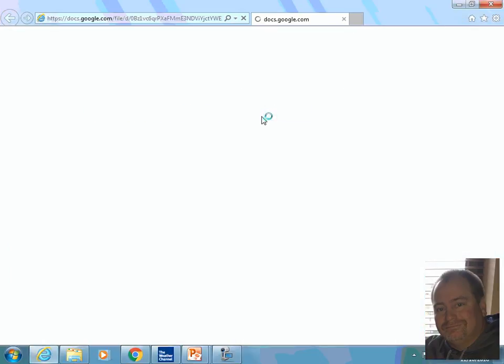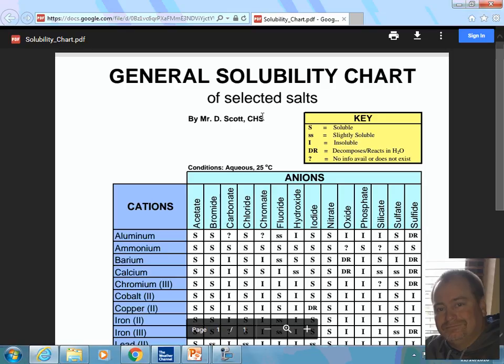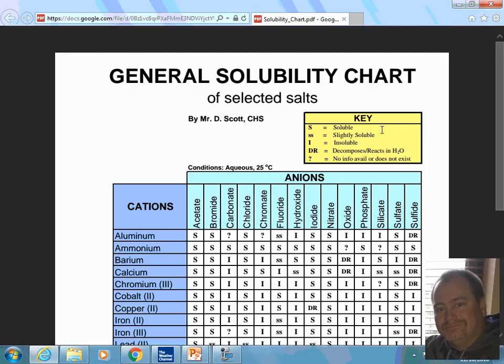I've got a link here. I'm going to pull up the solubility table. Here is the solubility chart that we use. Yours isn't color-coded. Mine is. Let's look at the key. S is equal to soluble. If it's soluble, it dissolves in water. Little s means that it is slightly soluble, meaning a little bit will dissolve.